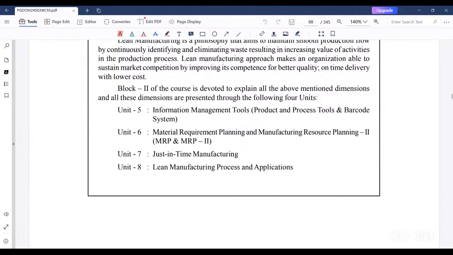And in the next part we try to get a clear understanding of material requirement planning and manufacturing resource planning. That is, two MRPs: one is about material requirement and the other one is manufacturing resource. And also just-in-time manufacturing, and lean manufacturing process and applications.